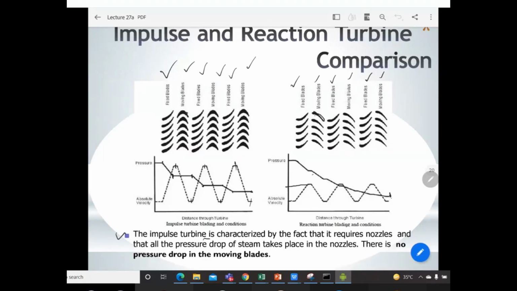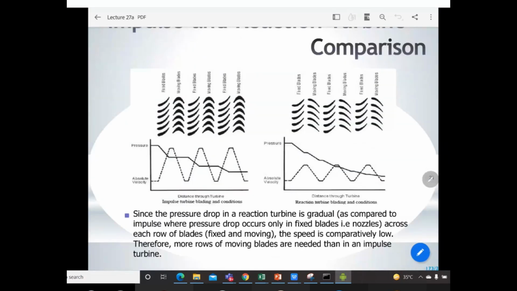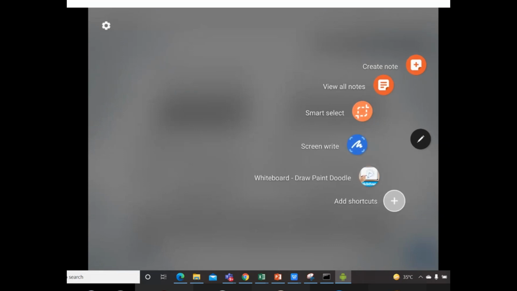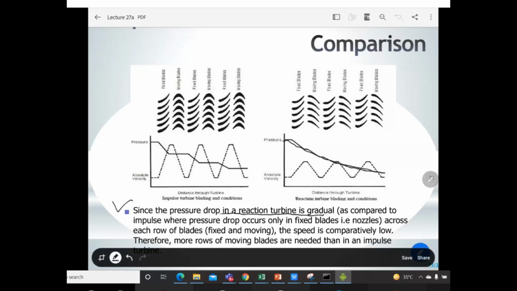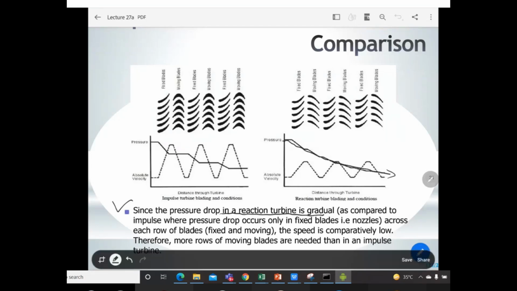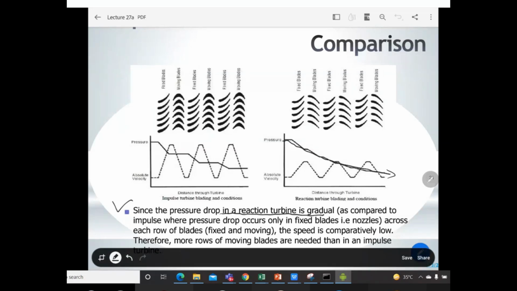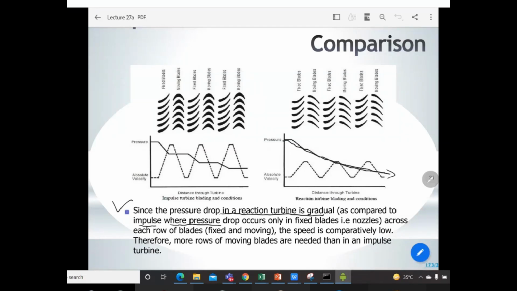So the impulse turbine is characterized by the fact that it requires a nozzle and all the pressure drop of steam takes place in the nozzle, and there is no pressure drop in the moving blade. Since the pressure drop in the reaction turbine is gradual, as we noticed, the pressure drop will be gradual in the reaction turbine in comparison to the impulse turbine, where the pressure drop occurs only in the fixed blade, that is the nozzle.